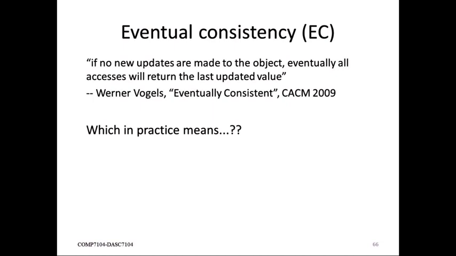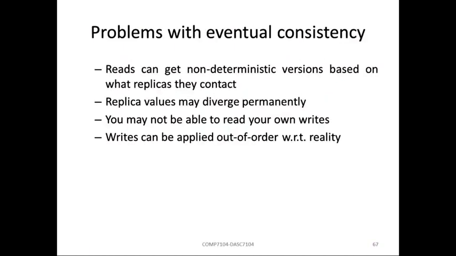So this may sound better overall than weak, but in practice it may mean the same kind of problems, the same unpleasant situations that we can have with no consistency at all. For instance, reads may get non-deterministic versions based on what replica we use. Replica values may diverge permanently. You may not be able to read your own writes, especially not immediately after your own writes, and writes may be applied out of order with reality and so on.